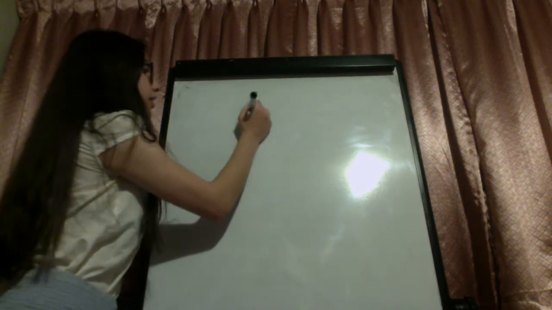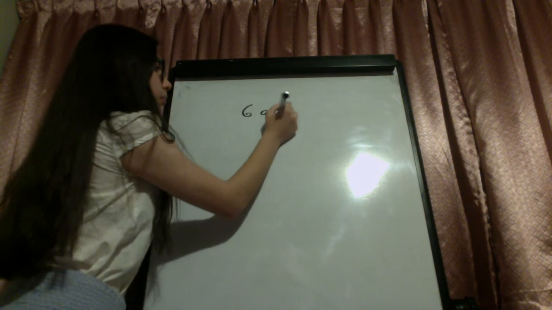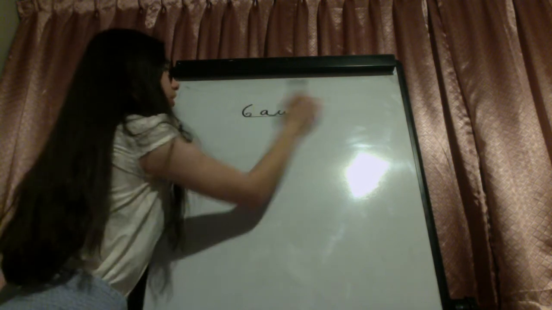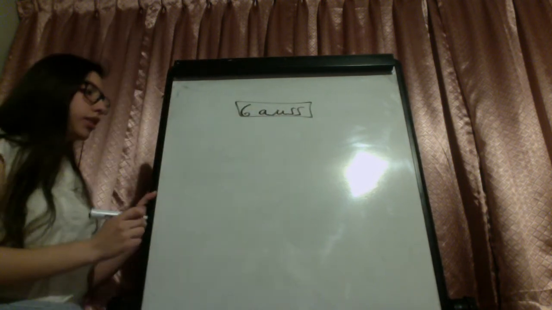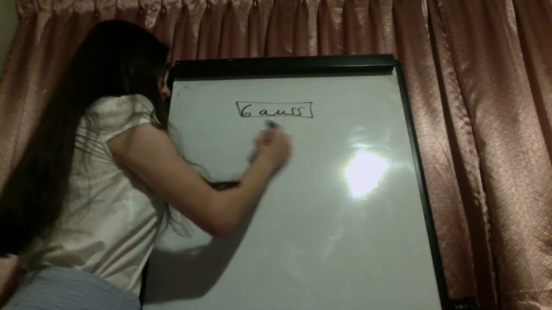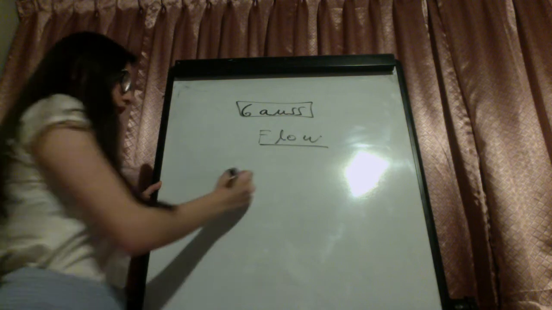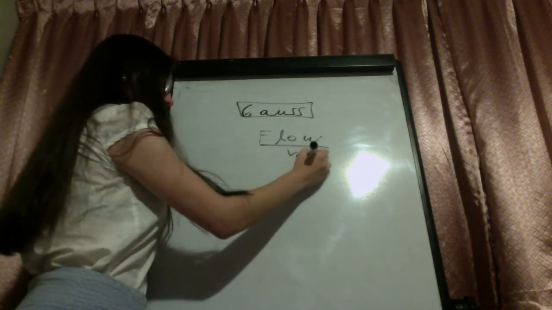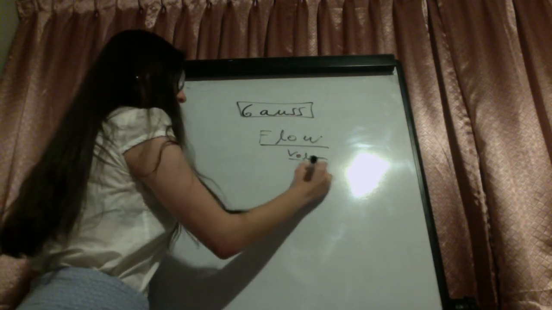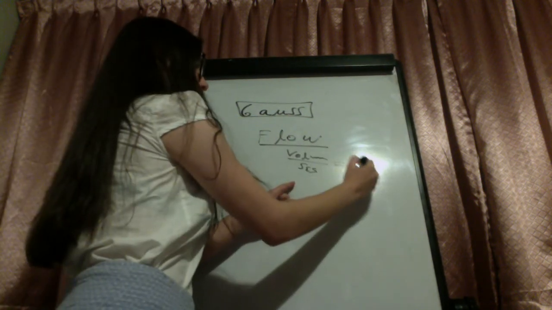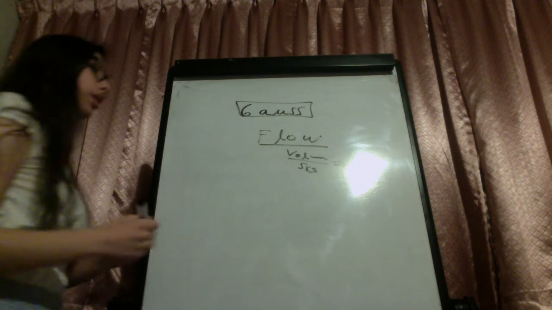Here we are going to see Gauss law for electricity and magnetism. We will begin with the Gauss law for electricity. First, let's remind the concept of flow. Flow is volume per second. So the units are cubic meter per second or other unit of time.